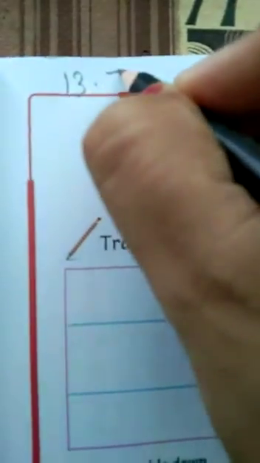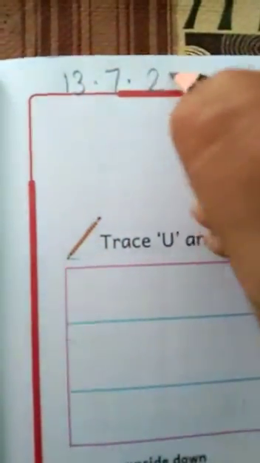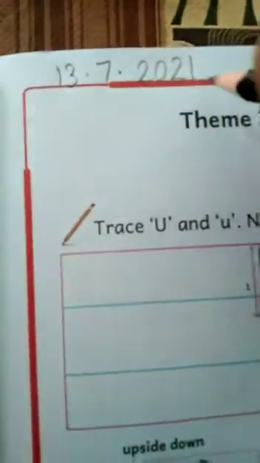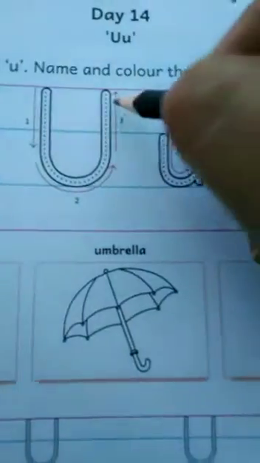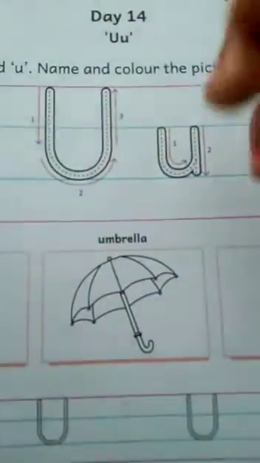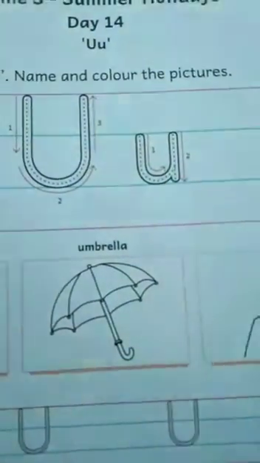So first of all, what will we do? We'll mention the date at the top of the page. After mentioning the date, 13/7/2021, we'll come to the letter. So as ma'am already told you, the capital letter will be written in between 3 lines and the small letter in between 2 lines.